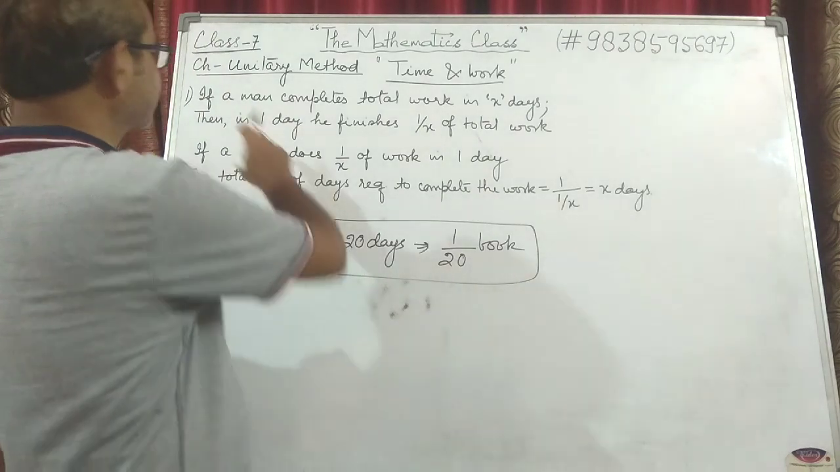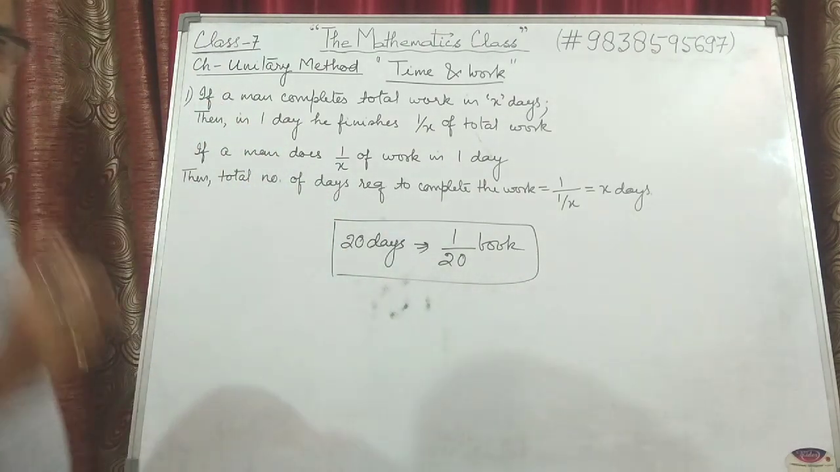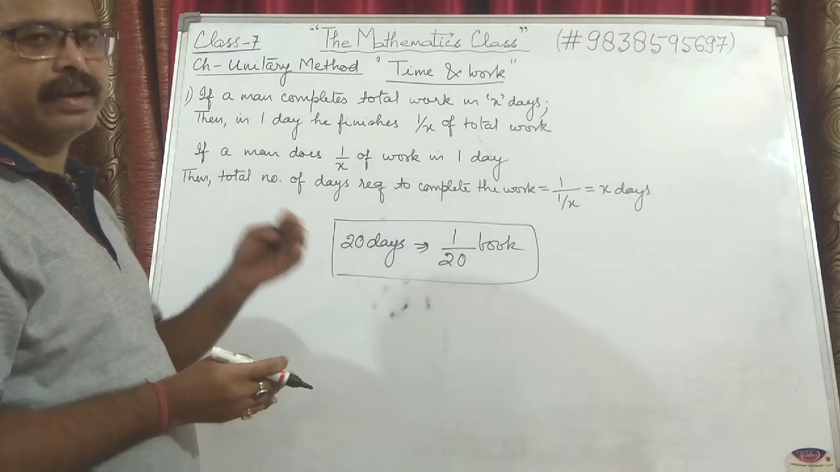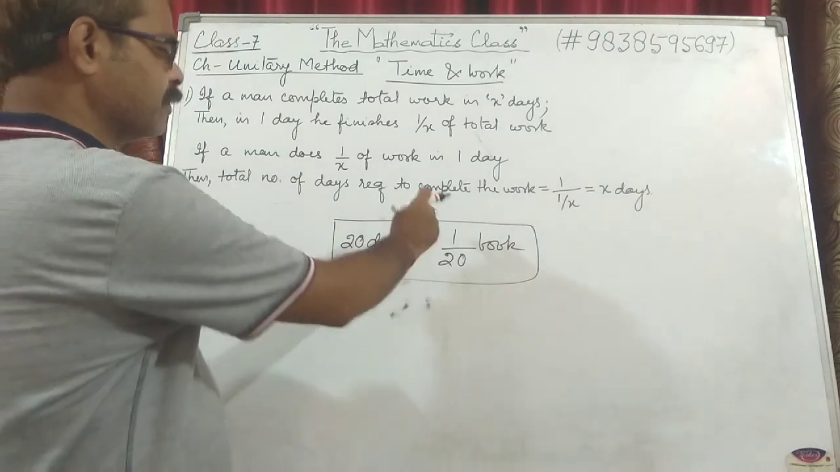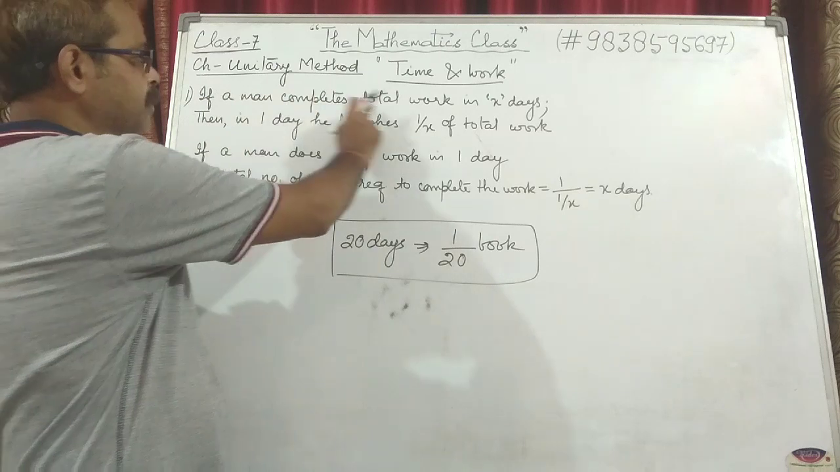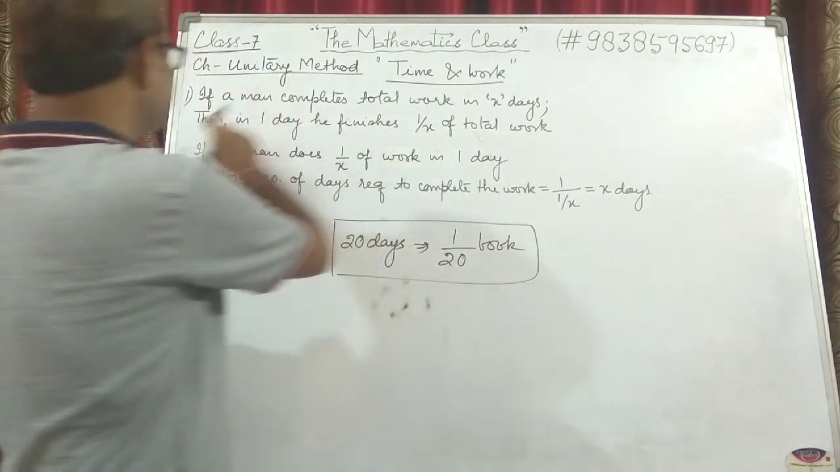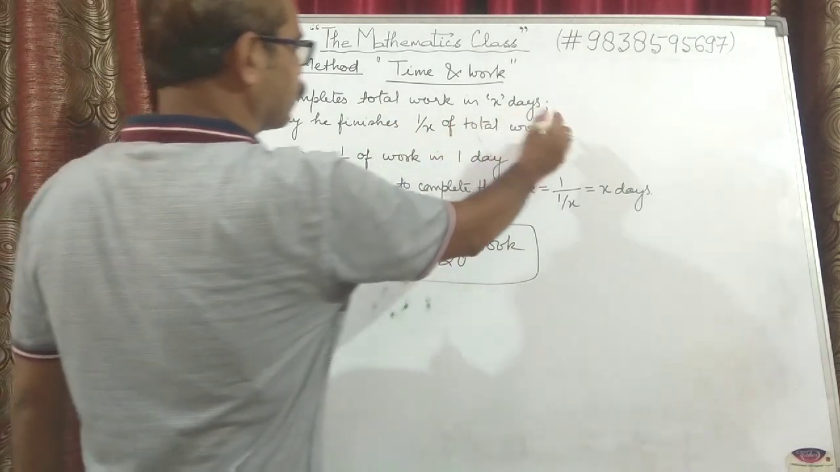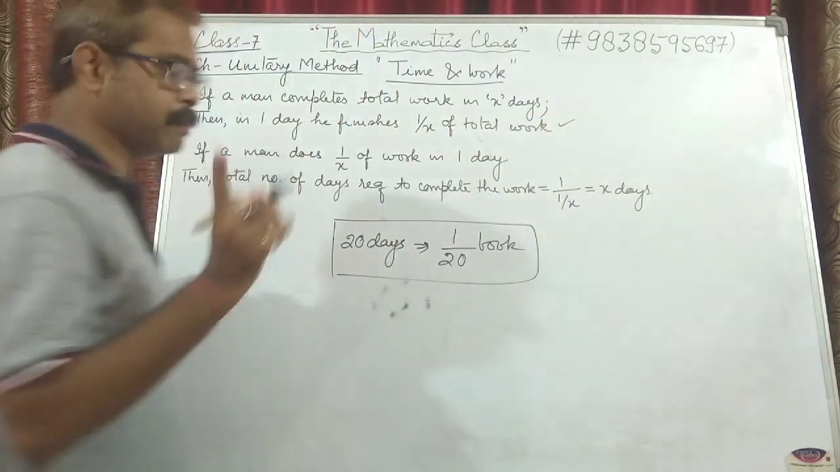but generally we consider that if a person is able to complete the job in X days, then it is taken for granted that in one day he will complete 1 upon X amount of work. So that is why it is given, if a man completes total work in X days, then in one day he finishes 1 upon X of total work. This always needs to be remembered.